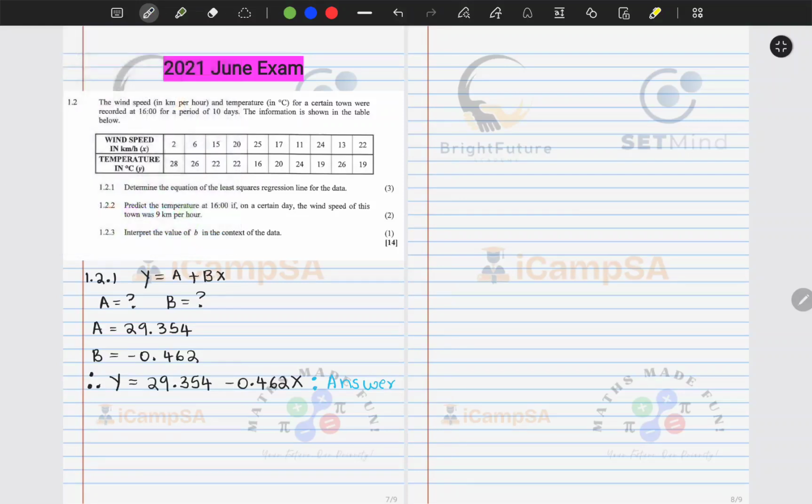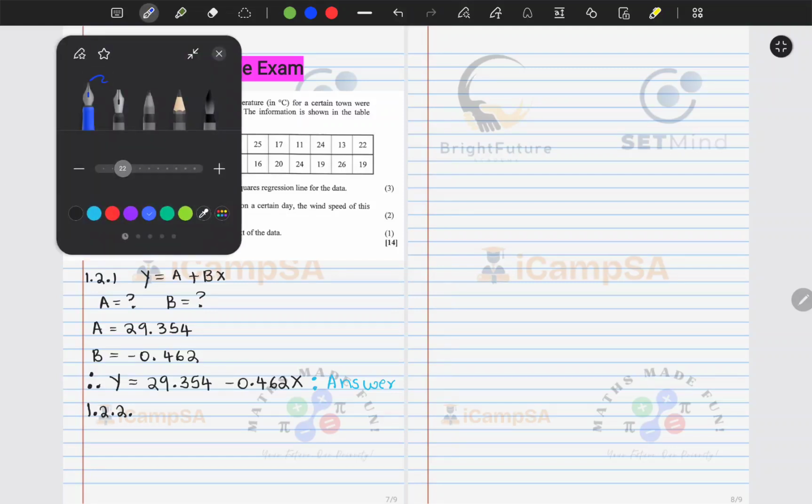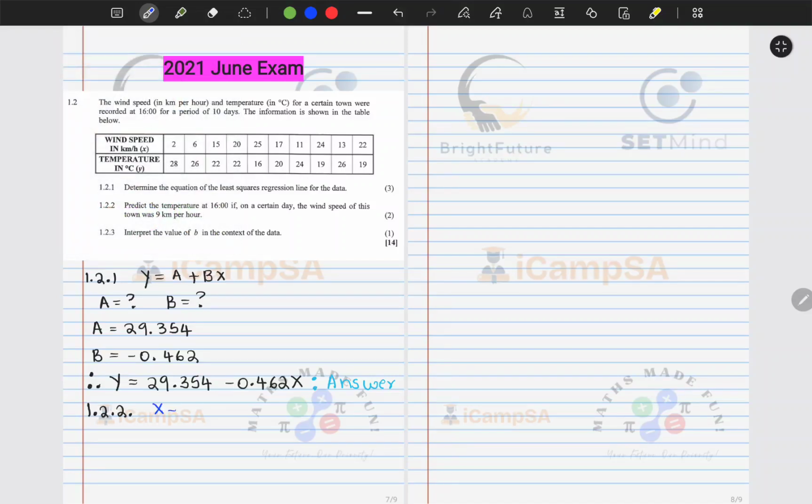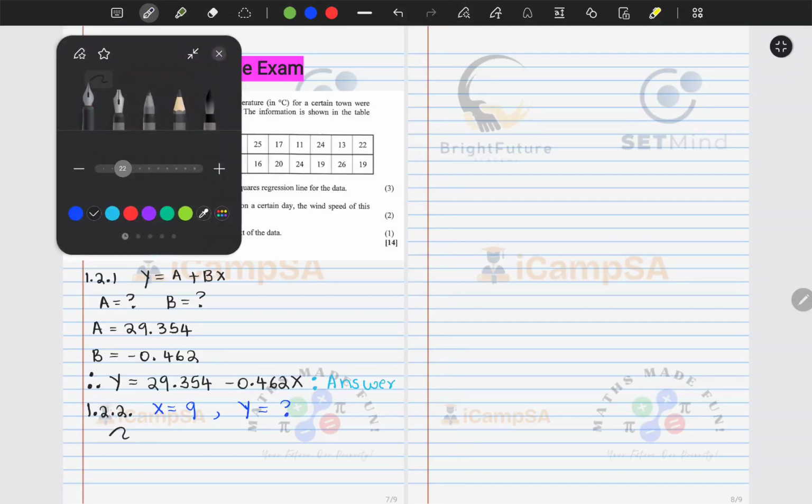Okay. So let's have a look at the next question, 1.2.2, where we are required to predict the temperature at 1600 hours on a certain day if the wind speed is 9 kilometers per hour. So essentially we are given what X is, which is 9, and we are required to figure out what Y is going to be, where we are predicting the temperature, Y. And this is very simple. We just use the equation.